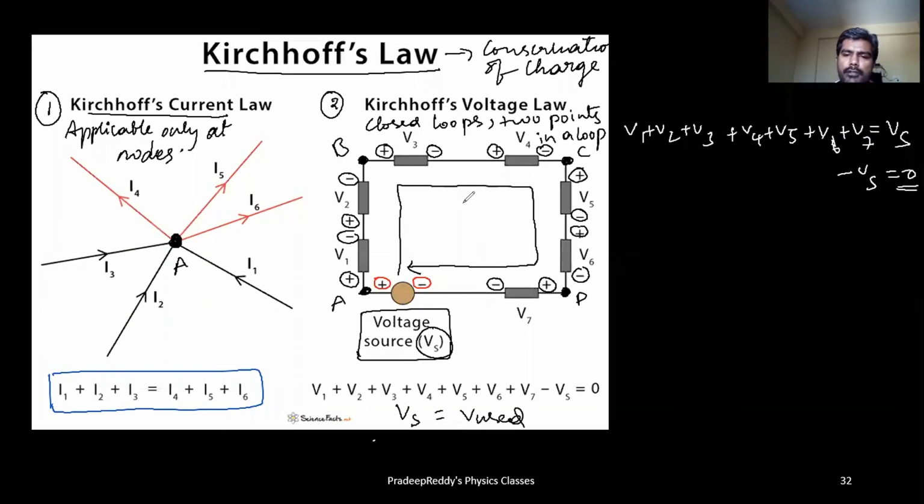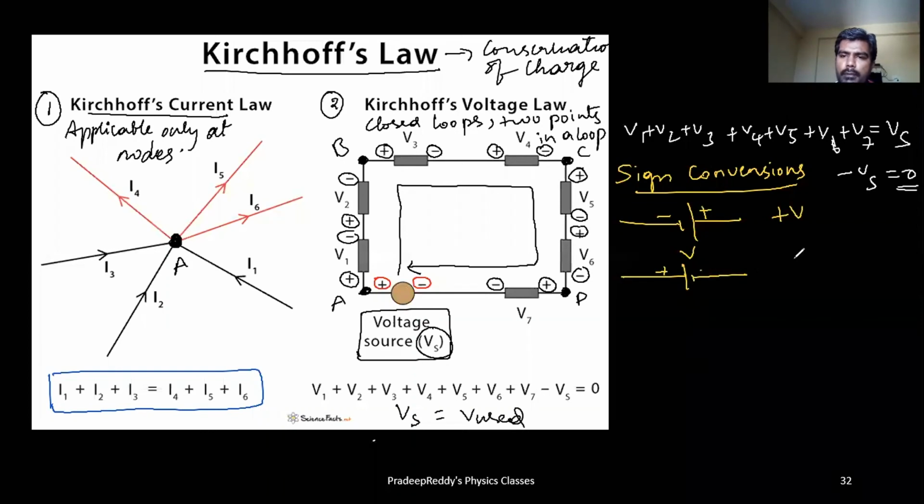And when you are using Kirchhoff voltage law, remember these rules according to sign conventions. When you are going from negative terminal to positive terminal of the battery, whose voltage is V, take it as plus V. Similarly, if you are going from positive terminal to negative terminal of the battery, take the voltage source as minus V. If your path is from negative to positive, you take it as plus V. If your path is from positive to negative, take it as minus V.